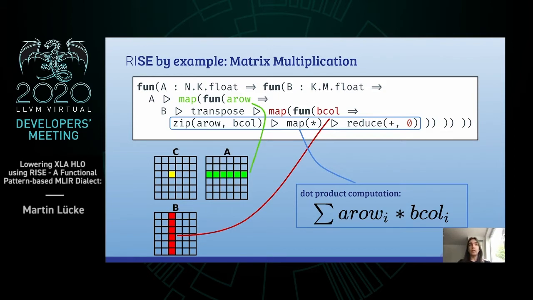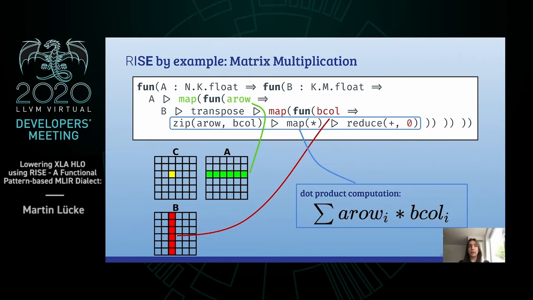So the map pattern, which is highlighted in green, applies a function to all elements of an array. And as a matrix is just an array of rows, this applies a function to all rows of A. So for all rows of A, we do the following. And next, again, we have a map pattern, which is highlighted in red and is applied to B transposed. So we do the following for all columns of B. So in an imperative sense, this means for all rows in A, for all columns of B, we compute what's in this blue box. And in this blue box is the dot product represented in RISE. And this computes our matrix multiplication.